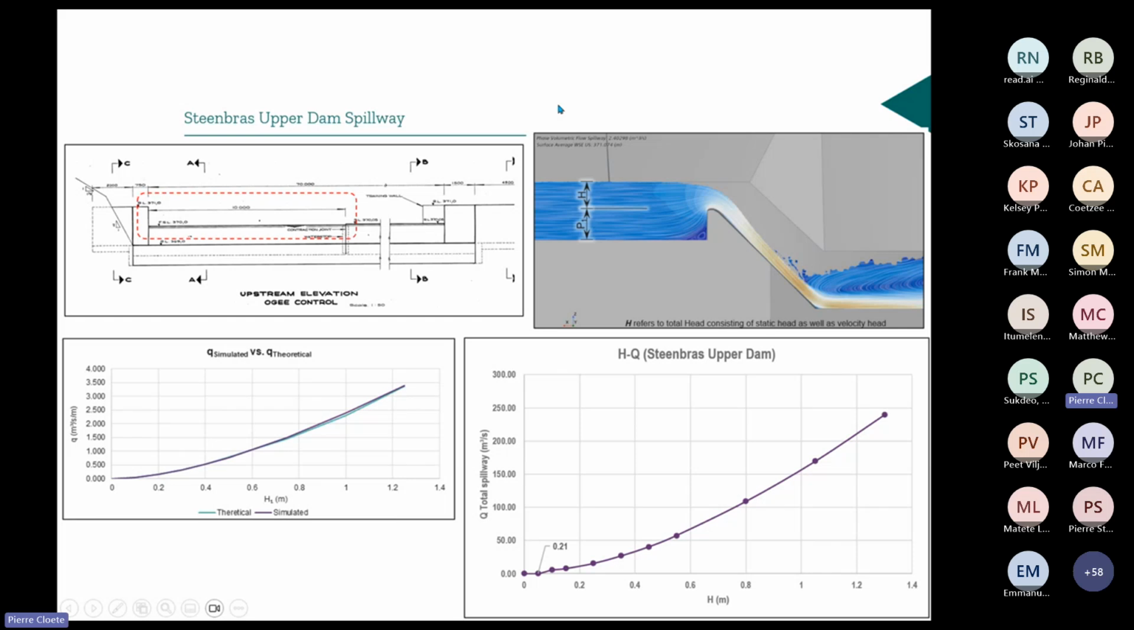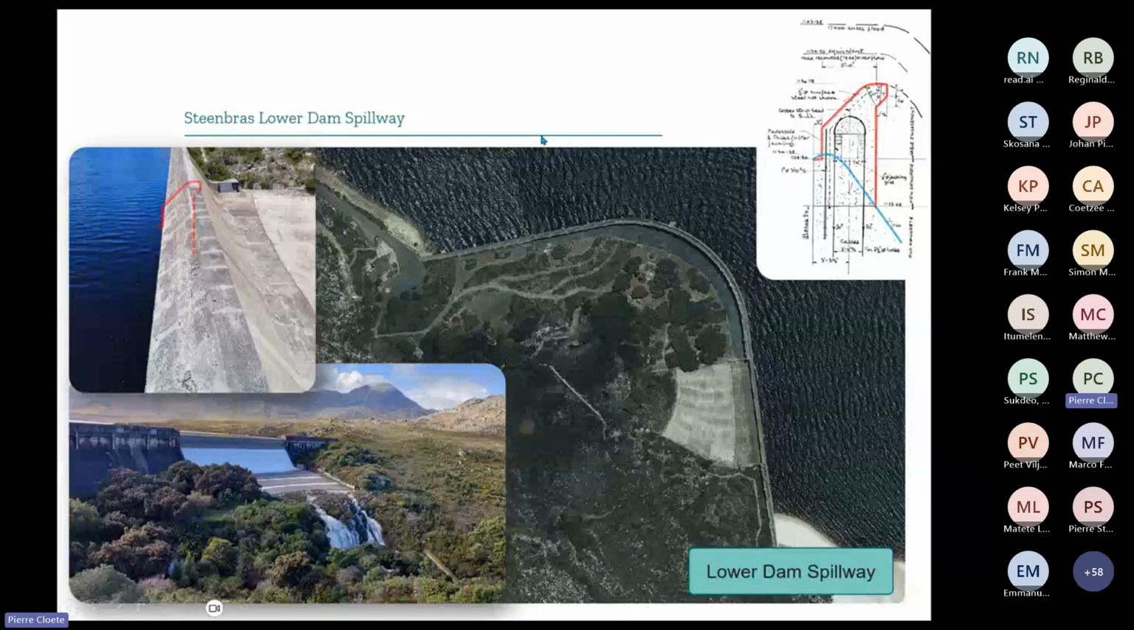Okay, now for the more interesting and fun one, the Steenbras lower dam. As I mentioned, this dam is almost similar to an OG, except that it's got a backward slanting upstream face, and the OG profile is actually cut short. So the top right-hand image shows the initial first lift of the Steenbras dam, which is indicated in blue, and then the second round of lifting of the dam is indicated in the red line.